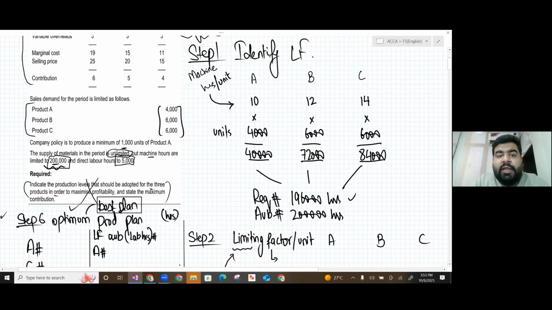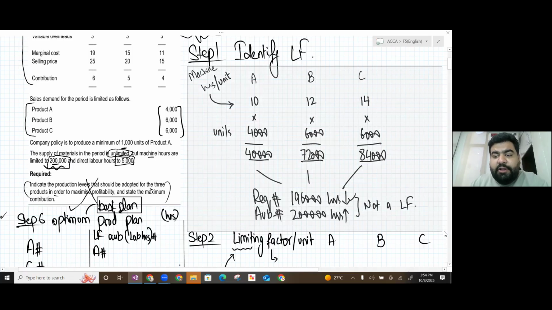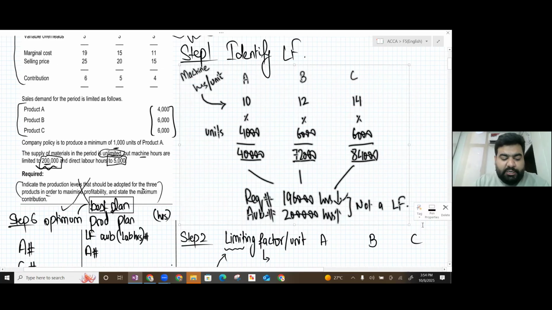If you require just 196,000 hours and available hours are more, that is 200,000, obviously this is not a limiting factor. You just need 196,000 and you have 200,000 hours available. So if you have more resource, that's not the limiting factor. From here we conclude that labor is the limiting factor, because in this question only two factors were limited.